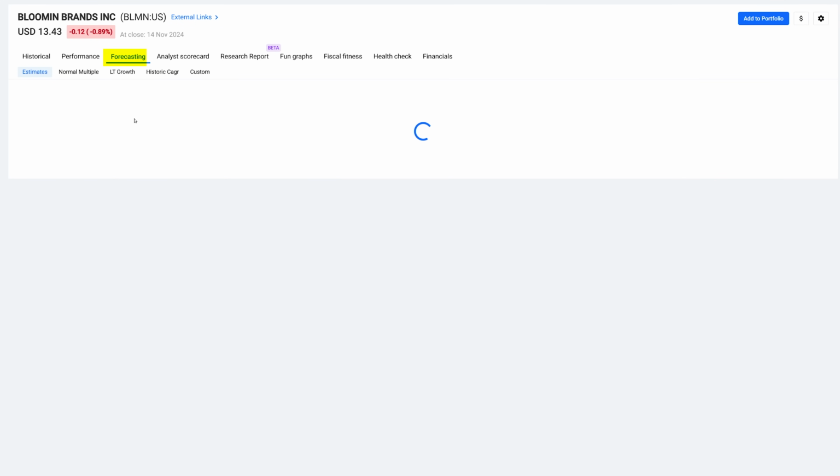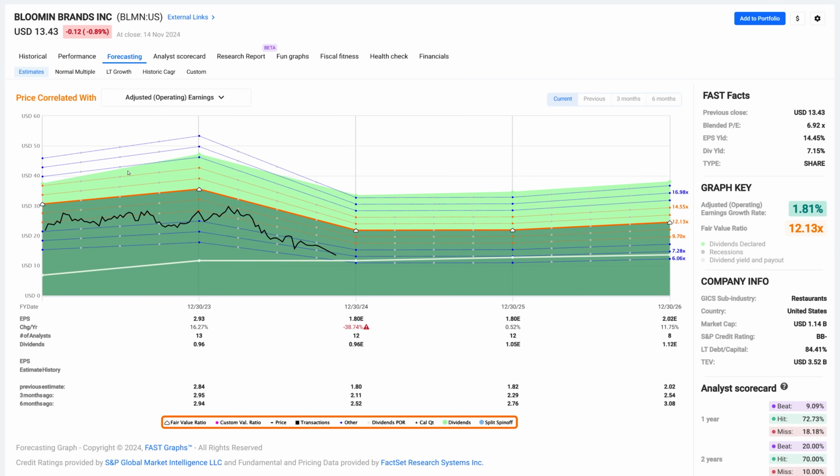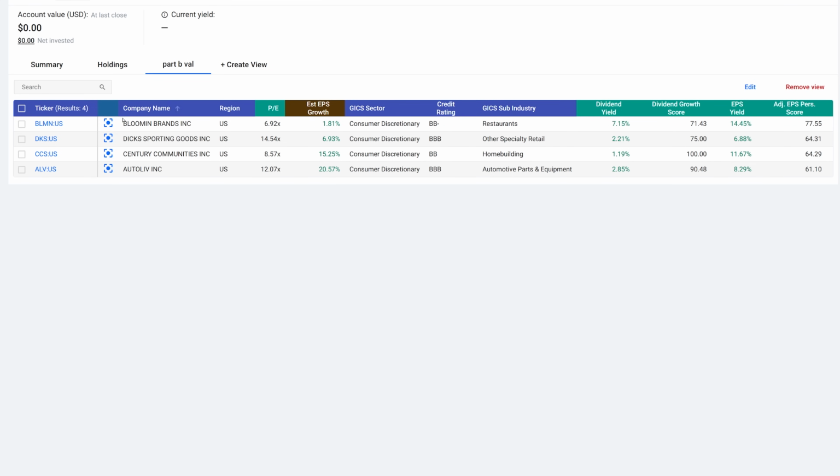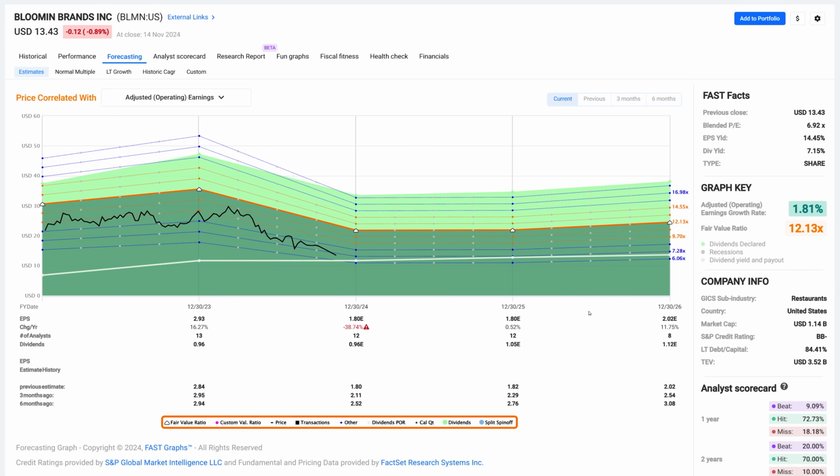So if I go into forecasting and look at Bloomin Brands, I want to point out that numbers don't always work. That's why I think FastGraphs is such an incredible tool, because if you look at the perspective of the portfolio here and look at Bloomin Brands, estimated earnings growth is under 2%. Okay, so if you were just looking at that number, you would think this isn't really an opportunity. But let's look at why it's only 1.81%. It's only 1.81% because we have this down year here. We're expecting a flat year next year, okay, and then we expect 11.75% going forward.